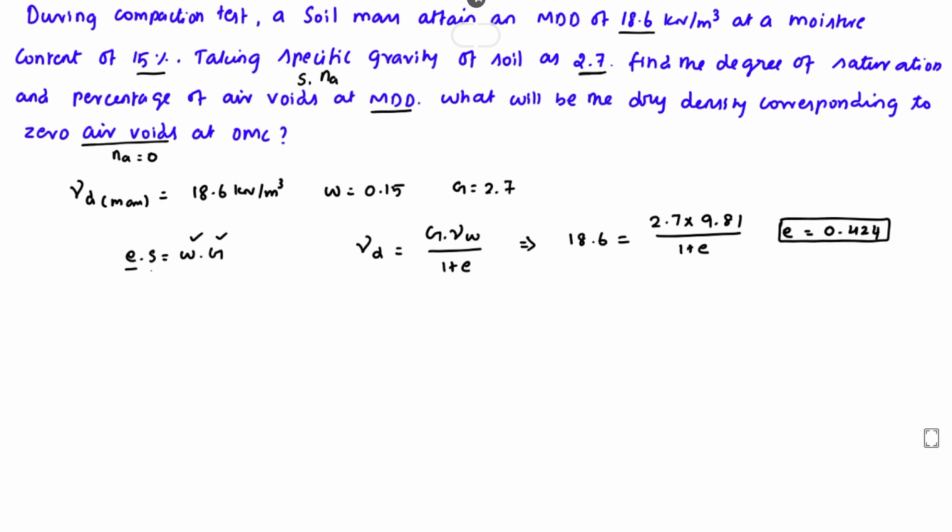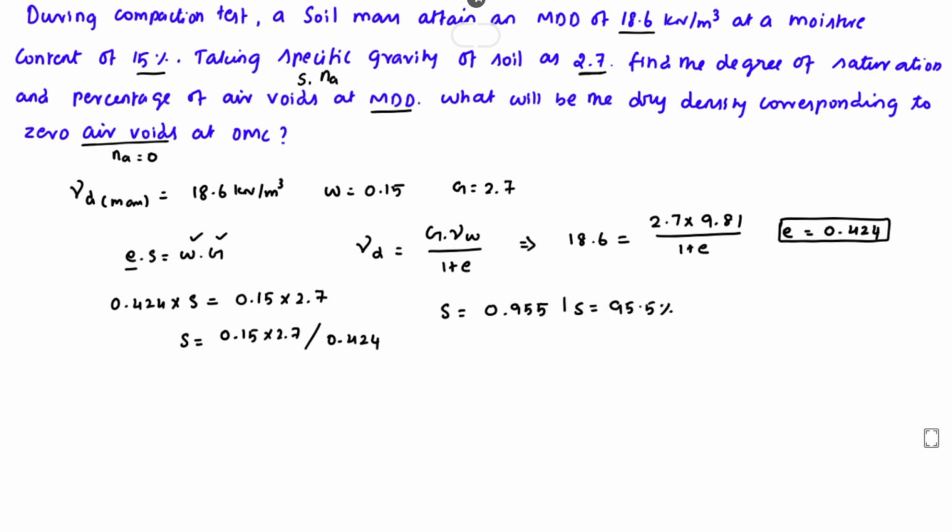Okay, now we can substitute all the values. 0.424 into S, the value we have to find out, equals w value 0.15 into G value 2.7. So S equals 0.15 into 2.7 divided by 0.424. So S, the degree of saturation, is 0.955, that is, S equals 95.5%. So this is the first question's answer, the degree of saturation.